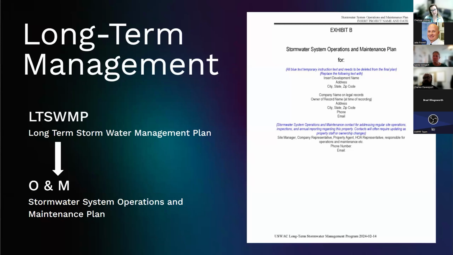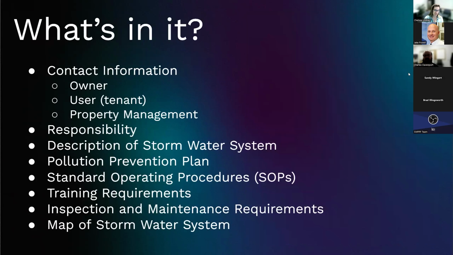This image you see is called the Long-Term Stormwater Management Plan, or LTSWMP. Since that's quite a mouthful, we've recently changed it for the broader community to O&M, or the Stormwater System Operations and Maintenance Plan. So it looks very similar to this typically for municipalities. So what is the plan and what's in it?